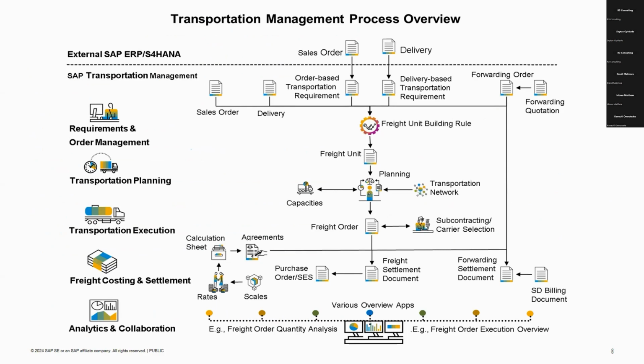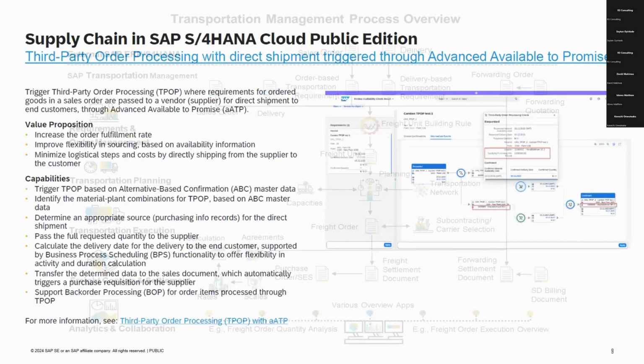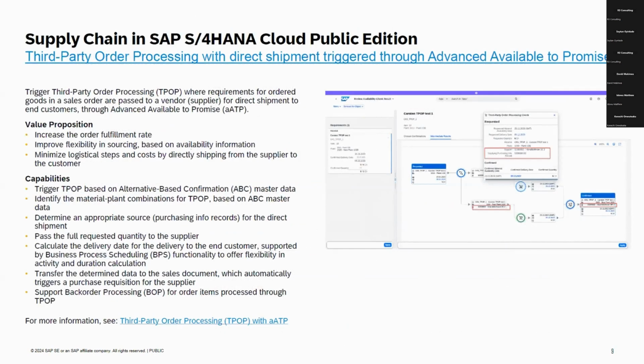We also have, our system also supports third-party order processing with direct shipment triggered by advanced availability promise. So you can trigger third-party order processing where requirements for ordered goods and services in the sales order are passed to the vendor or supplier for direct shipment to end customers. So our system supports third-party operations where you can manage third-party warehousing in the system.